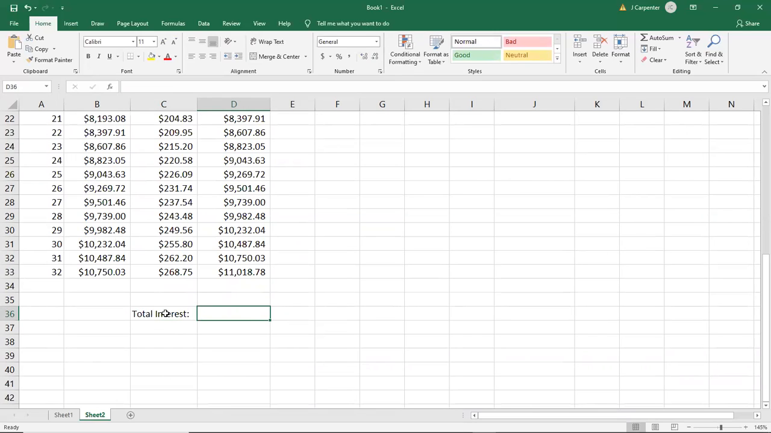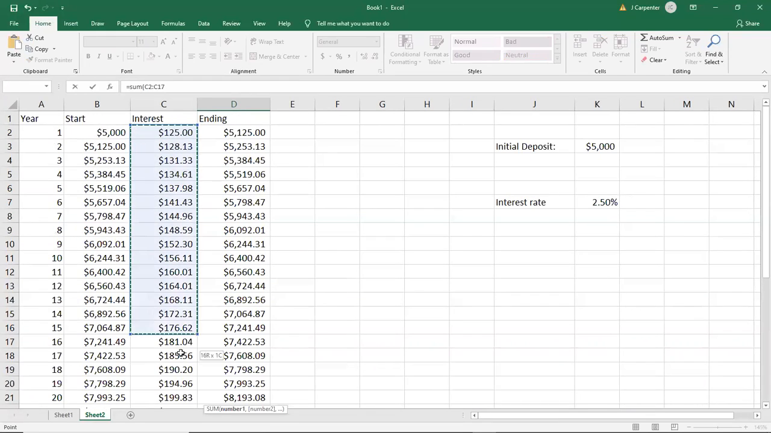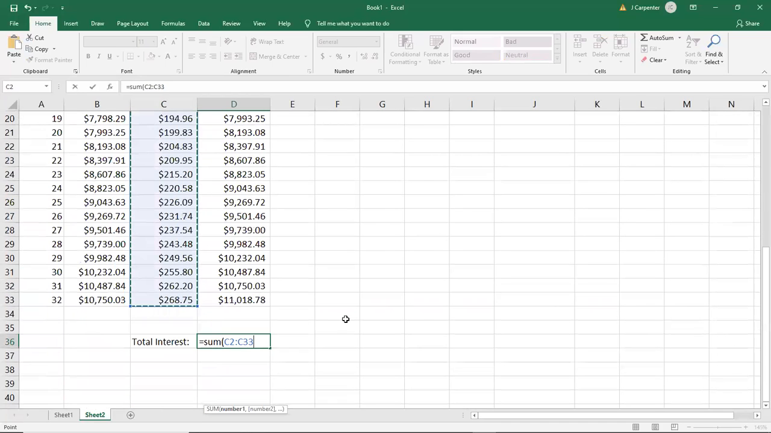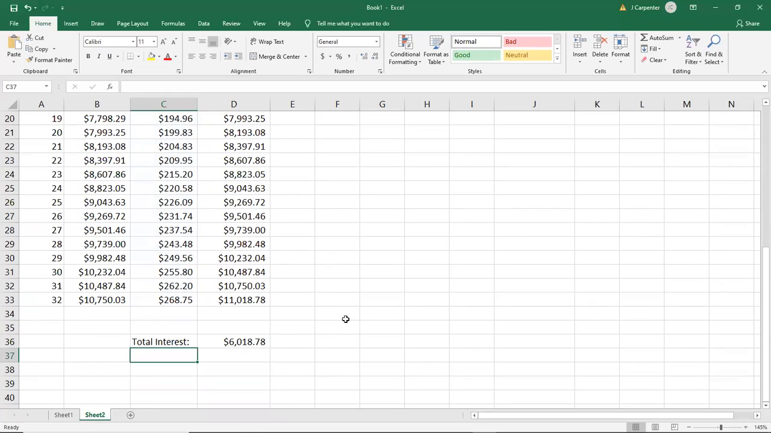That would just be, you can do it 2 ways, as I've already said. You can just sum the interest column, or you can take the ending balance and subtract the starting balance. If you're making multiple deposits, though, you have to add all the interests up, which is not the case here. So let's do the sum. Equals sum, open parentheses, and let's just drag and drop all the interest amounts for all 32 years. Close parentheses, hit enter, and that's how much money we got for free.